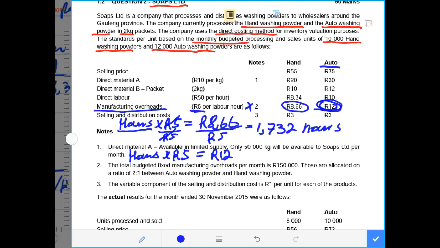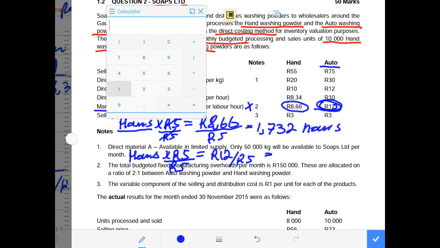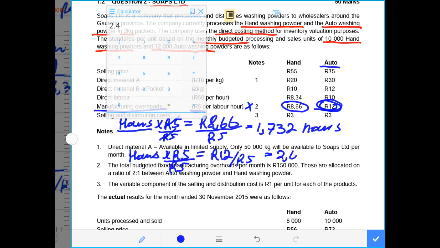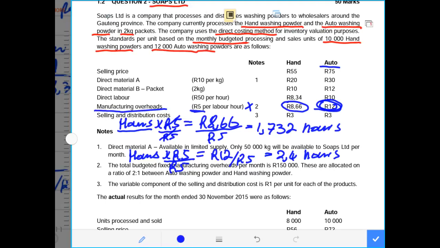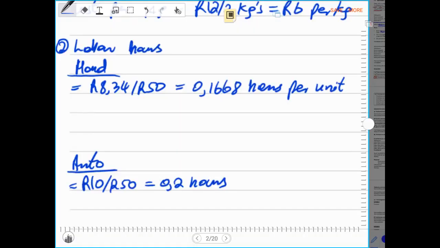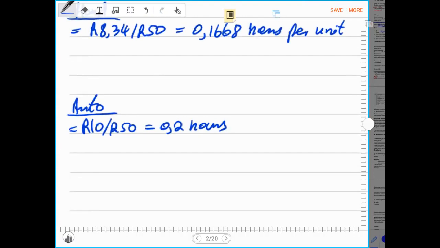So now what are we looking for? We are looking for the hours, not hours times 5. So we divide by 5, and whatever you do on the left hand side, you do on the right hand side. Our hours will be 12 divided by 5 rand, which is 2.4 hours, meaning it takes 2.4 hours of manufacturing overheads to complete 1 unit of auto washing powder. Now let us go and effect these calculations under our manufacturing overheads.